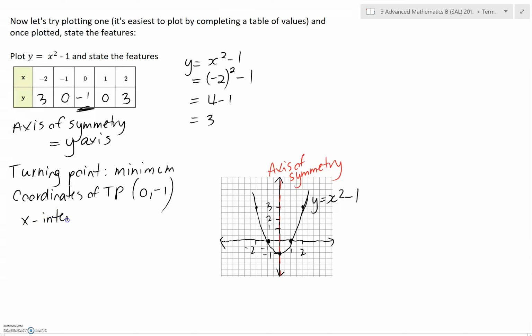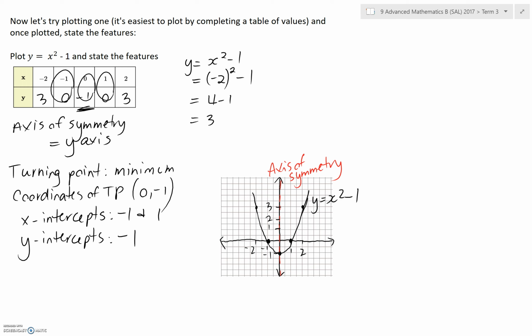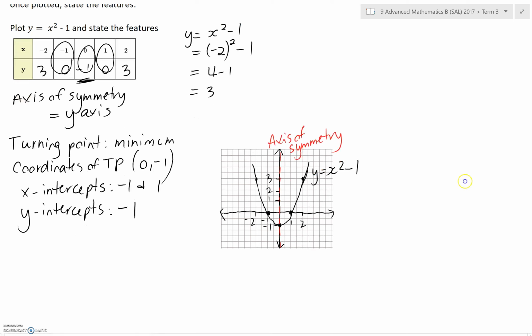Our x-intercepts are -1 here and 1. And you can also tell that because they are the values where y equals 0 in our table, and our y-intercept is the same situation. It's the same as our turning point, but in this case it's also the same as where x equals 0, which means our y-intercept is also -1. So that is how you draw a parabola, and that is how you find the features of it, and you need to be able to recognize it from the equation.